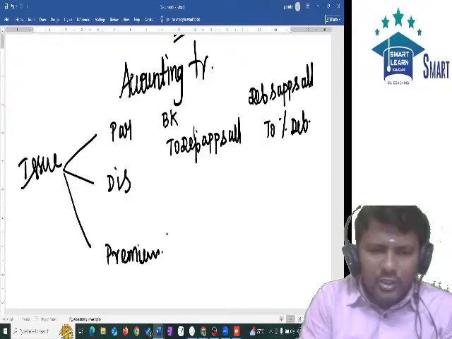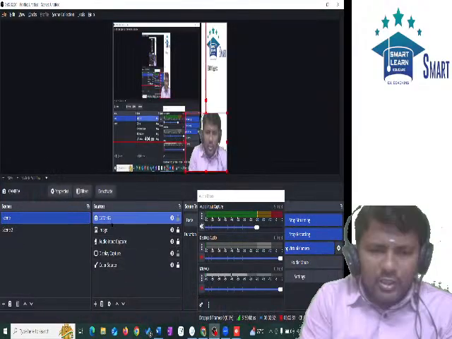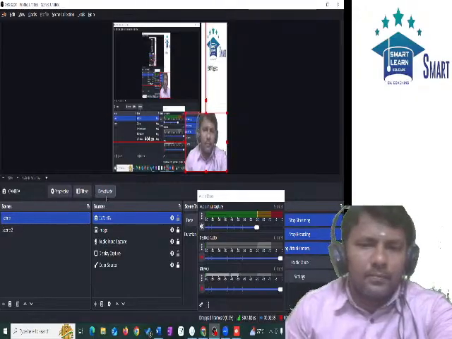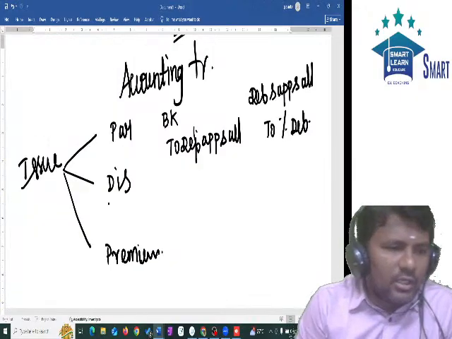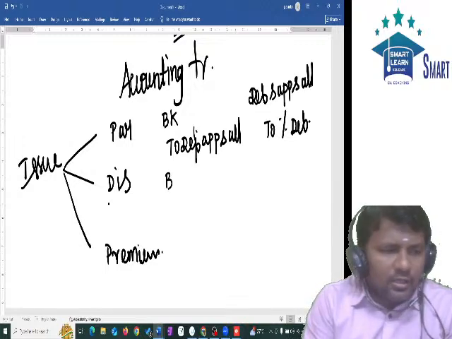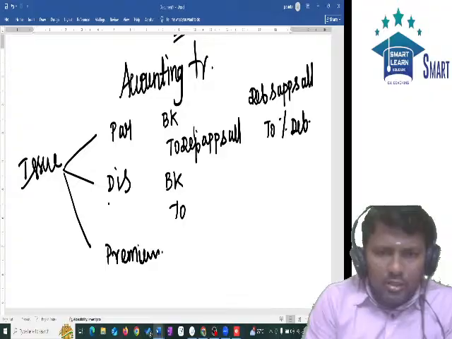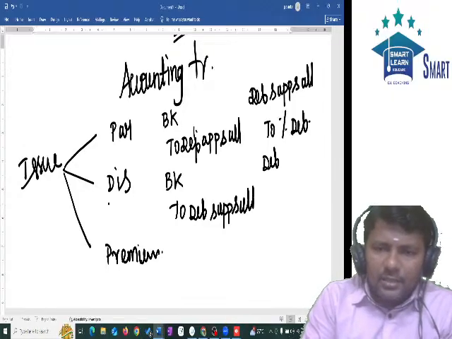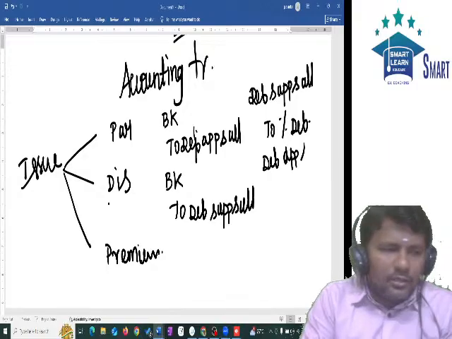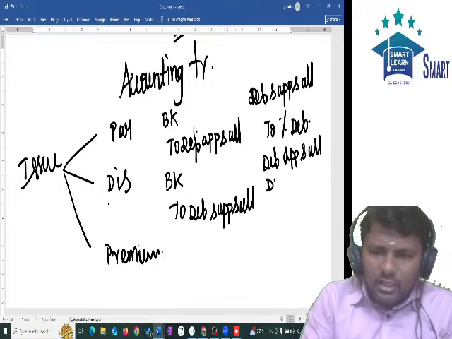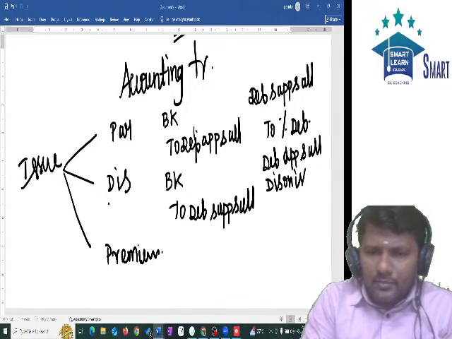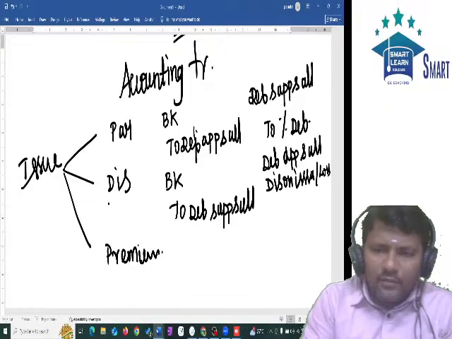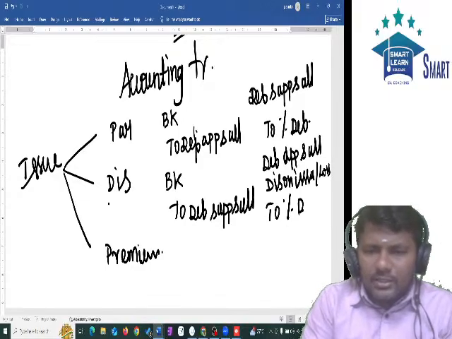If debentures are issued at a discount, first entry, bank account debit to debenture application and allotment. Second entry, debenture application and allotment account debit, discount on issue of debentures account debit, or loss on issue of debentures account debit to percentage debenture.